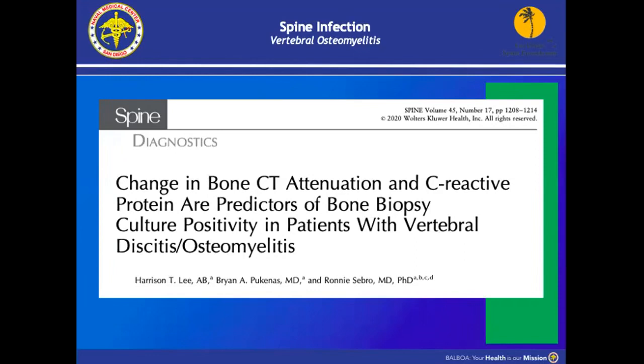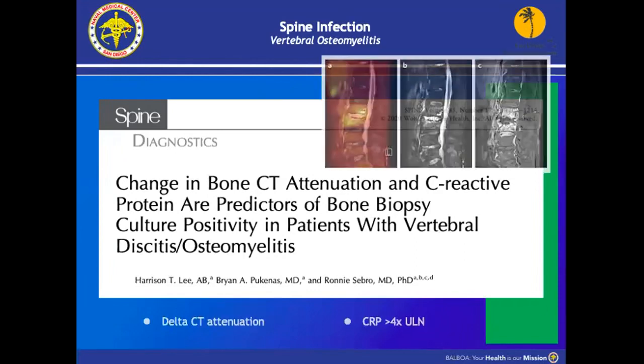So the next consideration is CT-guided aspiration. And so that's a very valid option when those are negative. This is a case control study. It just came out looking to identify the best lab and imaging factors to predict bone biopsy culture positivity, ideally to identify the patients that would benefit from it.